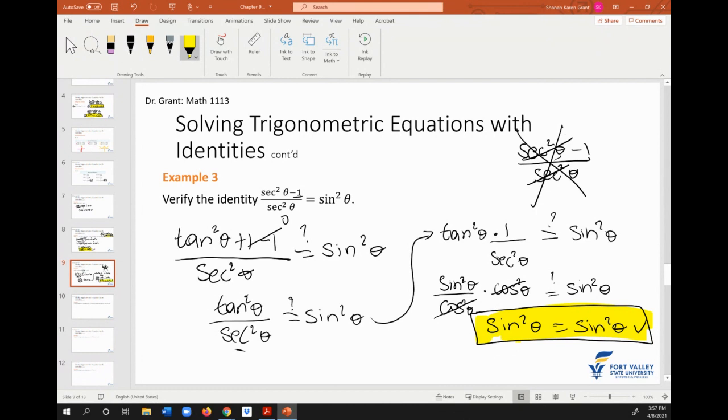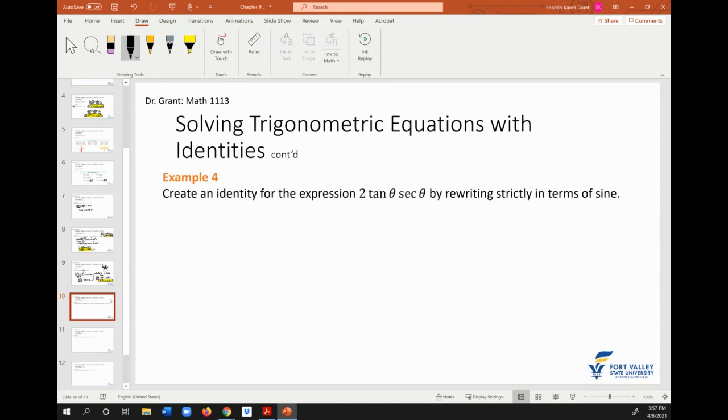All right, let's look at another example. So here they want us to create an identity for the expression 2 tan theta secant theta by rewriting strictly in terms of sine. So in this instance, we're given the instructions to write in terms of sine. So let's see if we can break this down as much as possible with just sine terms.